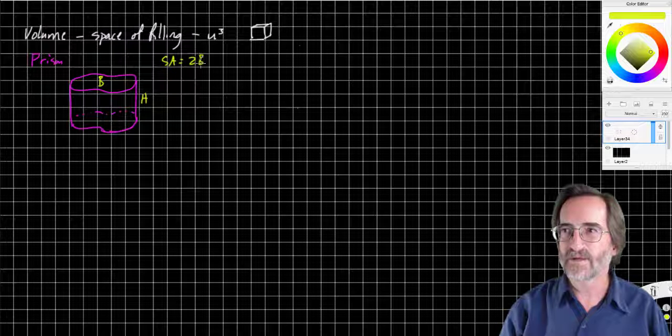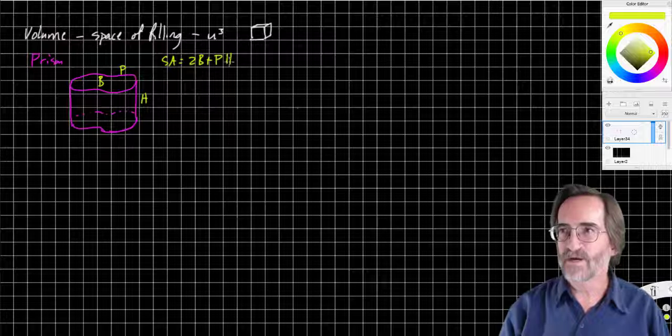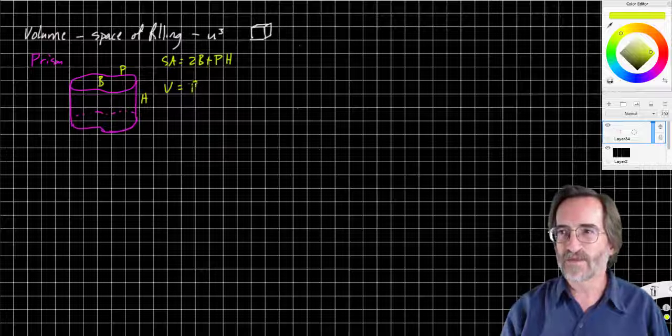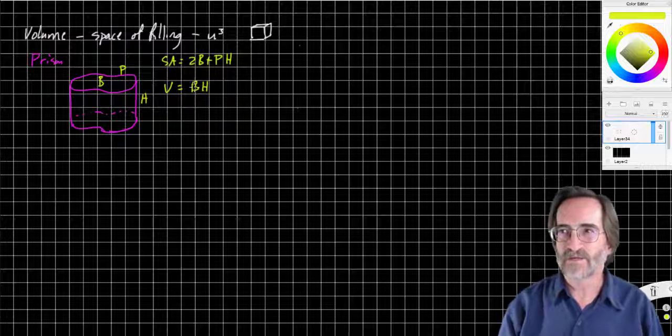And the formula for the surface area, you recall, was two bases plus the perimeter of the base times the height. The formula for the volume is actually quite a bit simpler. It's the area of the base times the height. The area of the base times the height.